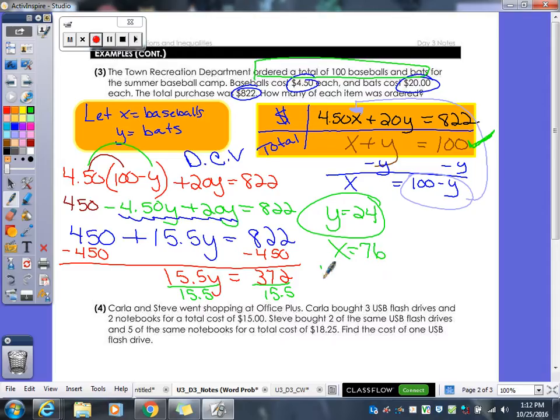So they ordered, sentence, 76 balls and 24 bats. You guys see how I did that in my head? That's 76. You could also plug that 24 in and then just subtract 24 from both sides. Okay, so that's money total. You'll have one of those on your classwork today.